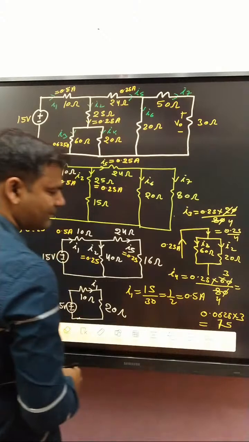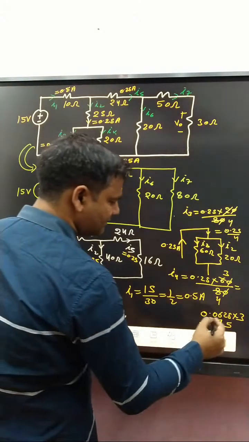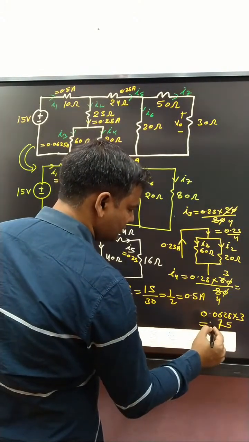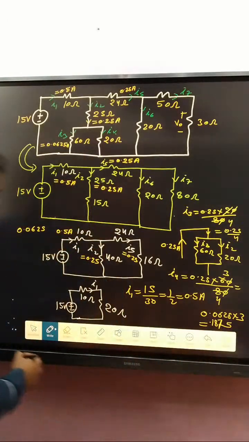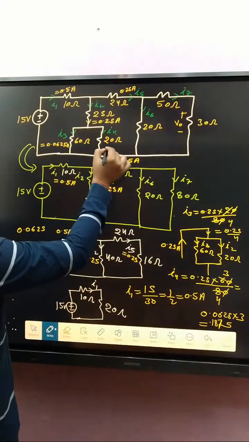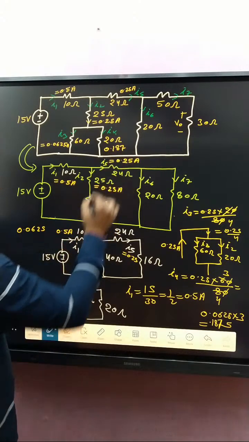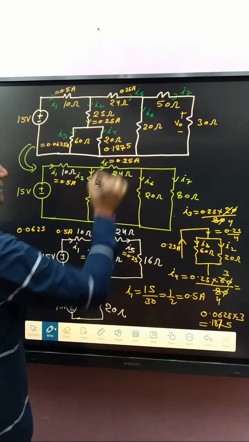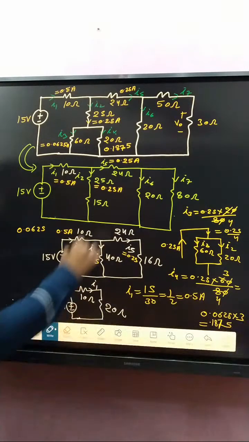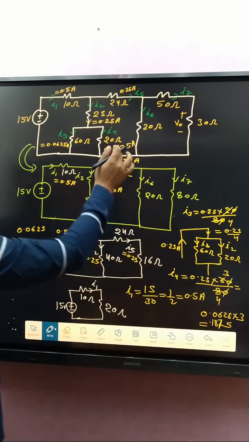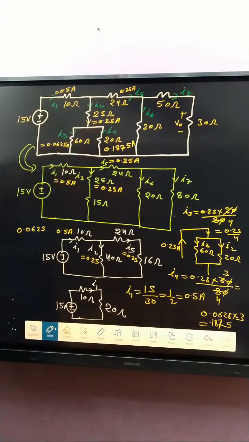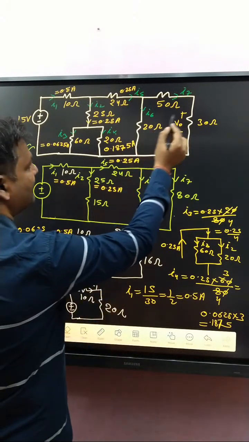Seven and 0.18. That is how much? What about current? 1.1875 ampere. Okay, the sum of these two, we got 0.25. Okay, clear? Now next target, our target, determine that current and that current.